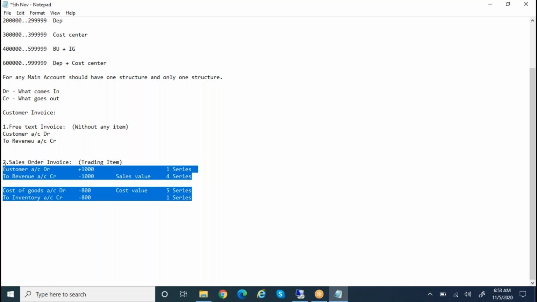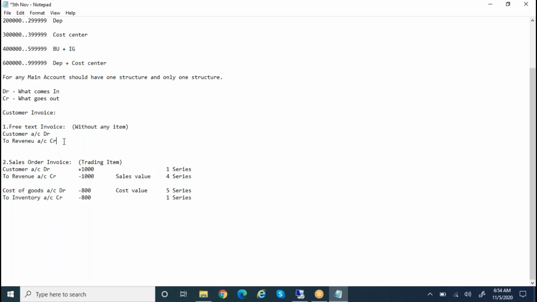So till now you have learned 4 transactions: customer invoice, customer payment, vendor invoice, vendor payment. In customer invoice, you have learned only one option earlier. Now I am showing another option, sales order invoice. Let me show once again.